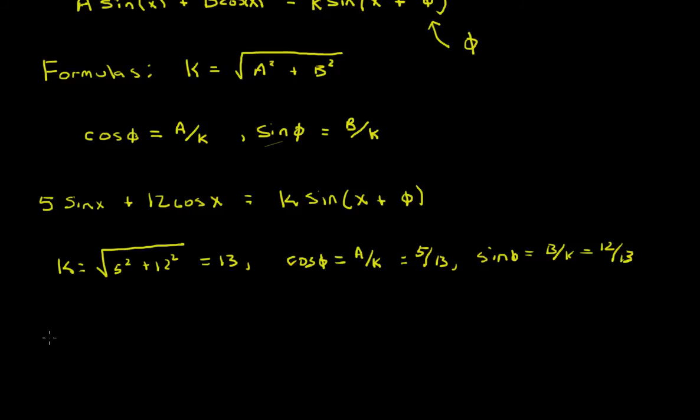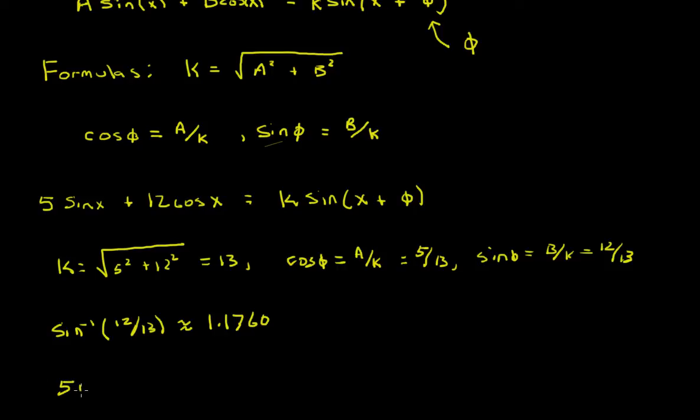Okay, so sine inverse of, say, 12/13, that's approximately 1.1760. Now that's a quadrant 1 angle in radians, and that'll work for us. So we're done at this point.